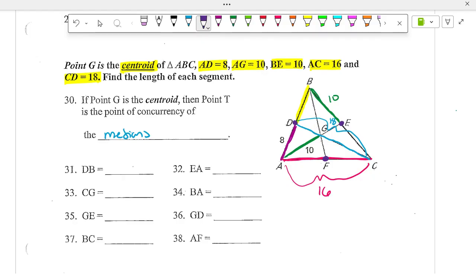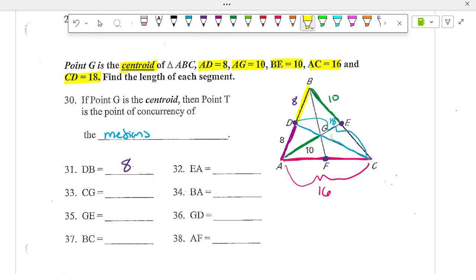So given that that's true, what's the length of DB? Stop guessing. 8. Why is it 8? Right, the midpoint cuts it in half. If this segment's 8, this segment's 8. All right.